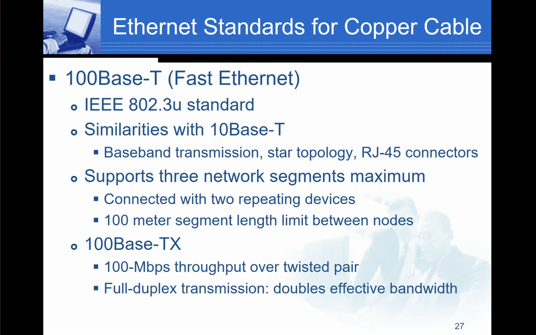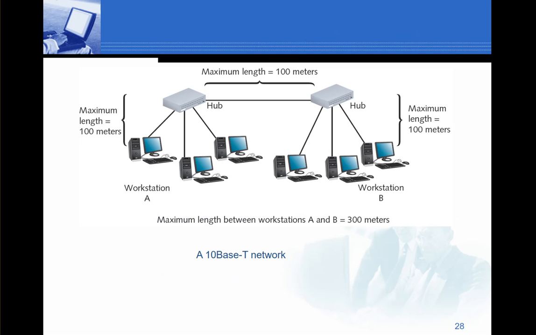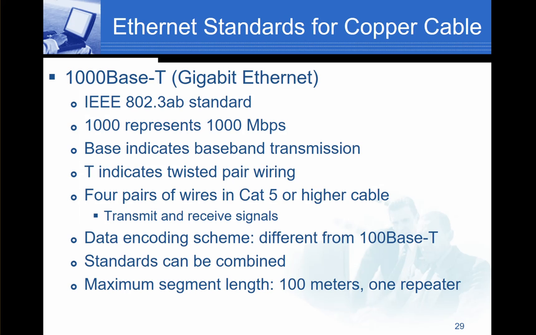Here's 100BaseT. That's called Fast Ethernet. And don't confuse Fast Ethernet with gigabit. It's similar to 10BaseT, only you can do 100 megabits per second, and it supports 3 network segments. 100BaseTX is 100 megabits, and full duplex transmission doubles the effective bandwidth. So again, here's a 10BaseT network. Now, you're not going to see hubs anymore. If you do, take the hub and put it in the nearest trash can, sell it on eBay for $1, maybe somebody will buy it, and replace it with a switch.